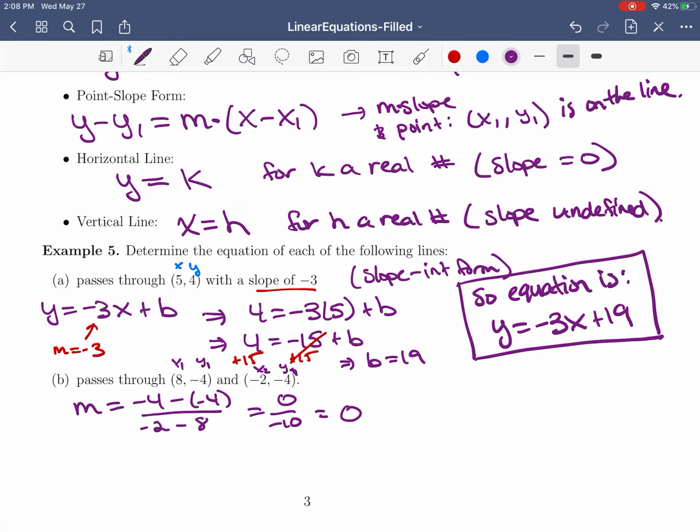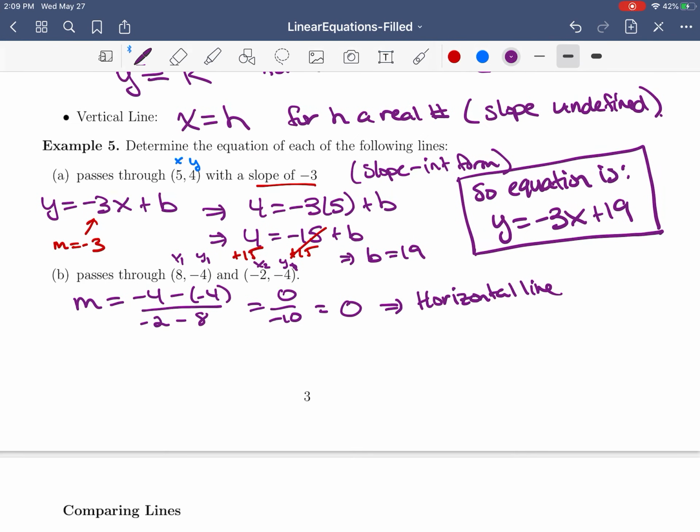0 divided by negative 10, that's just 0. Okay, you can't divide by 0, but you can divide 0 by a number. You just get 0. When we have a slope of 0, we know that we're going to have a horizontal line. So we're in that category.